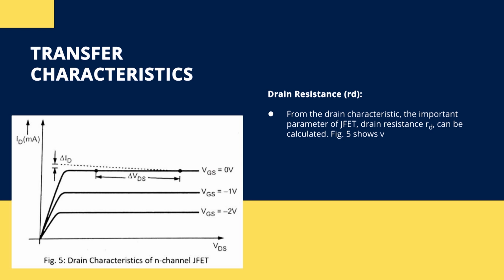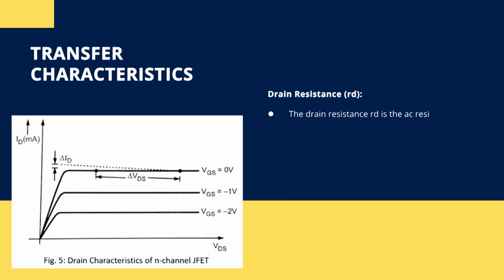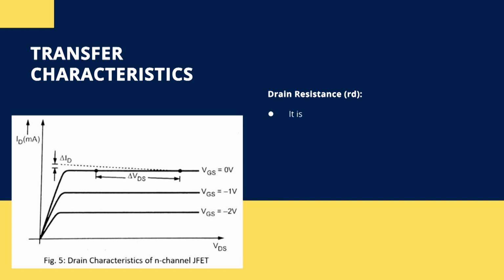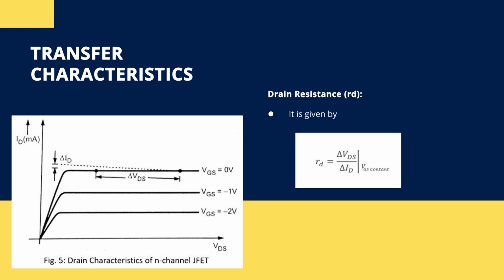This resistance is measured for a constant value of VGS. The drain resistance RD is the AC resistance between the drain and source terminal when the JFET is operating in the saturation region. It is the reciprocal of the slope of the drain characteristics in the saturation region. Drain resistance is given by the variation in VDS to the variation in ID with a constant value of VGS.